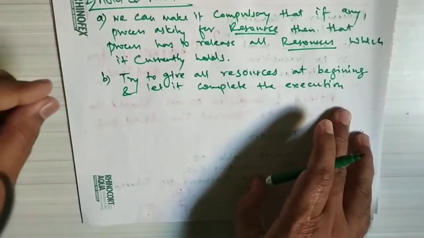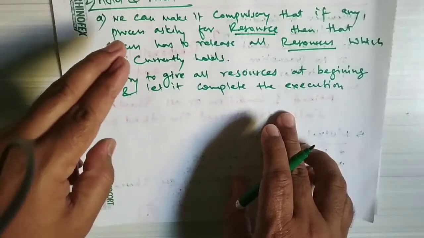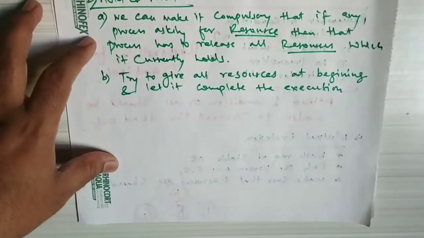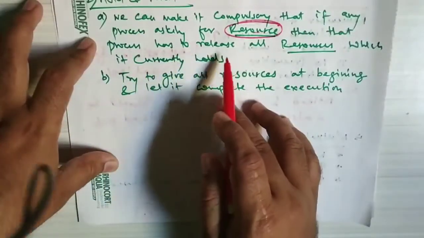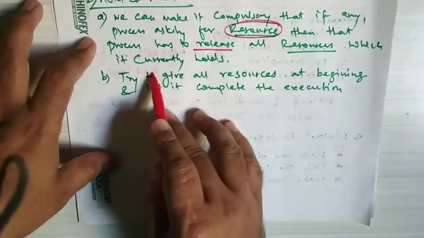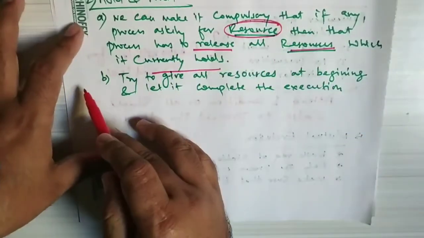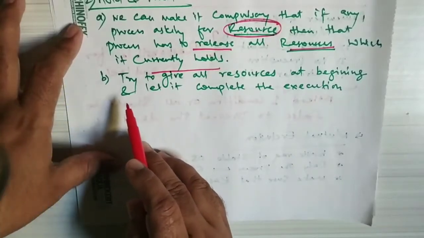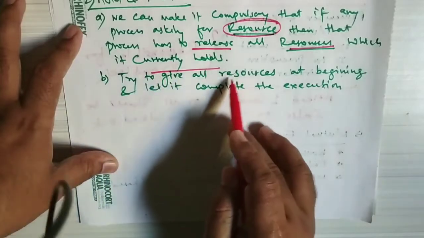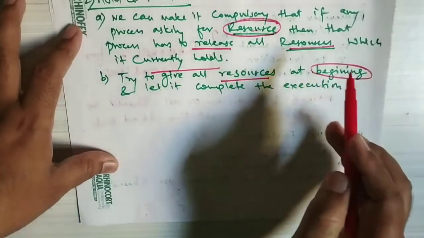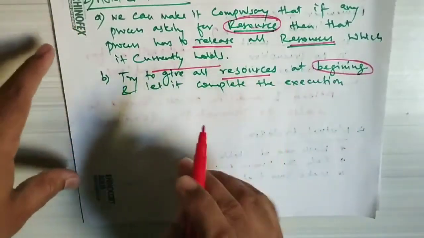Okay, so we can prevent hold and wait condition using these two ways. The first one, if any process is asking for any resource, then first we will say to that process that you have to release all the currently held resources and then gain the new one. The second way we can prevent the deadlock is that we'll try to give all the resources at the beginning and let it complete the execution. Okay, so in this way we can get it.